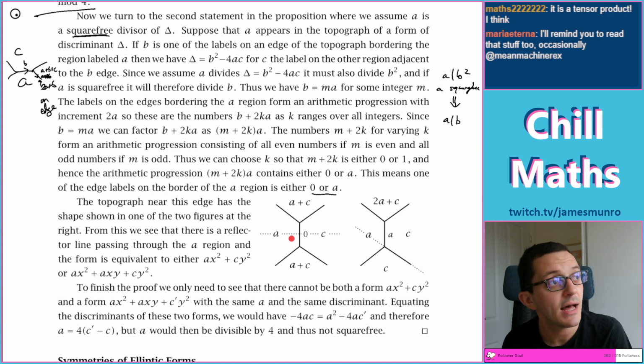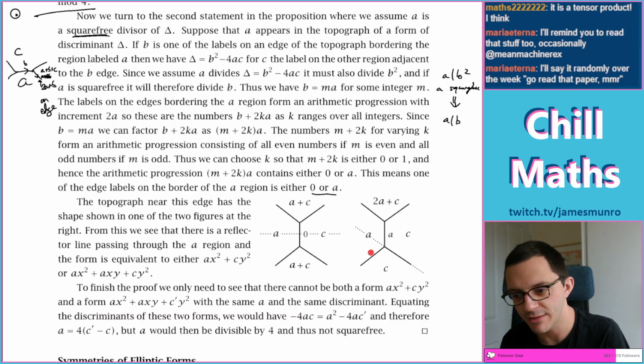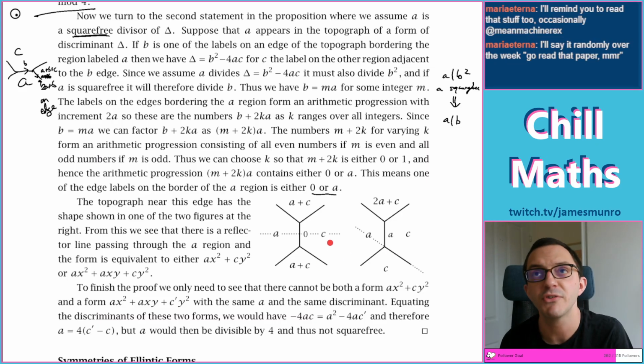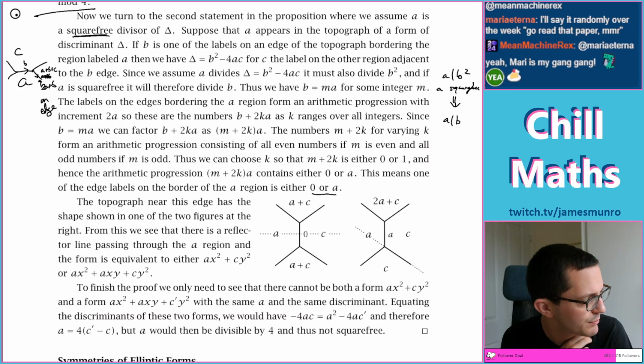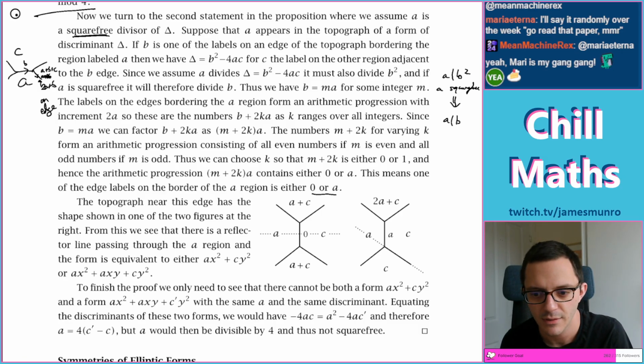So if it takes the value A, then read around until you get to either this place where it's on a reflector line, or this place where the reflector line lines up with the edge. So it must be on a reflector line. You just have to keep looking until you find the reflector line. That's pretty cool. Equivalent to this or that.